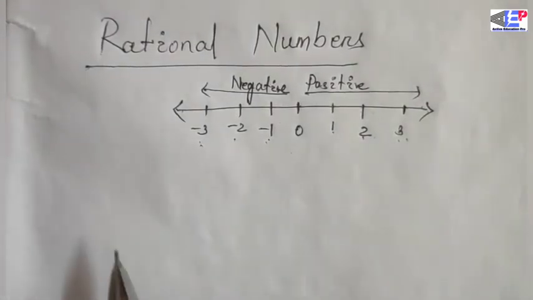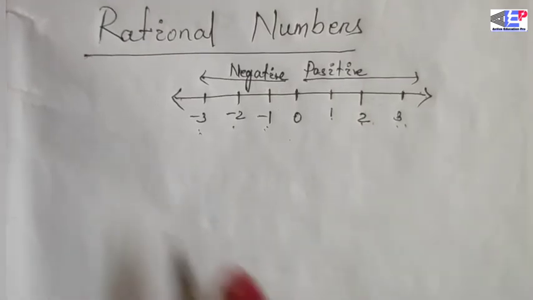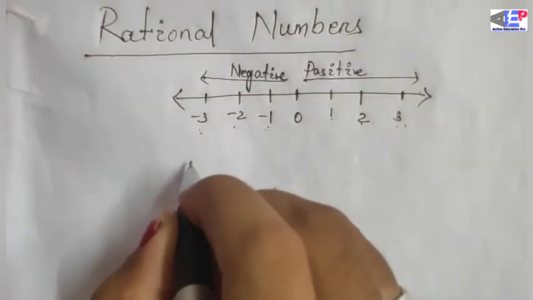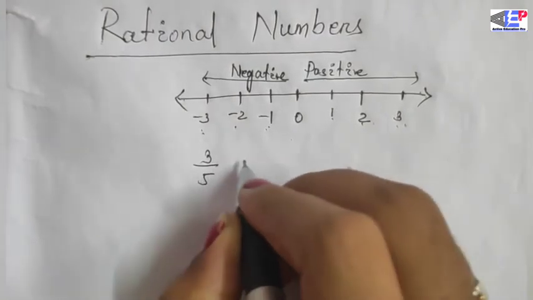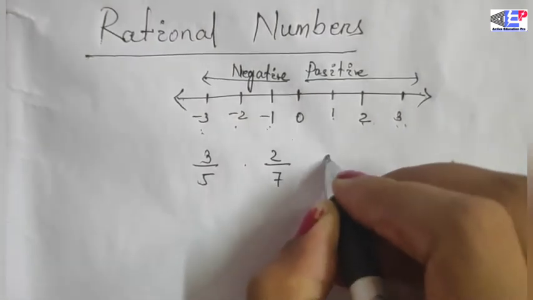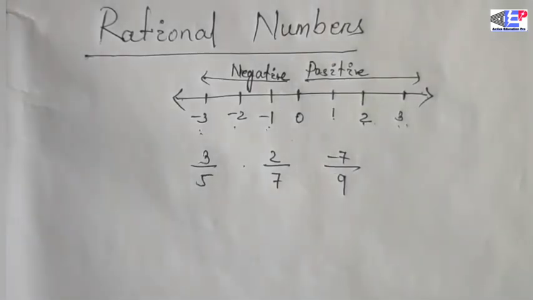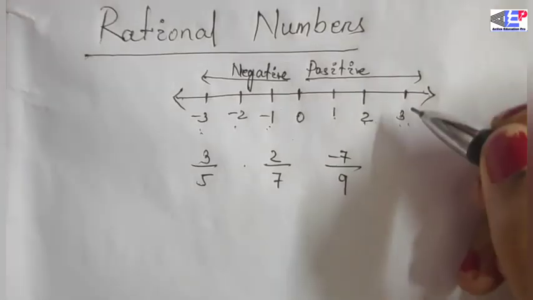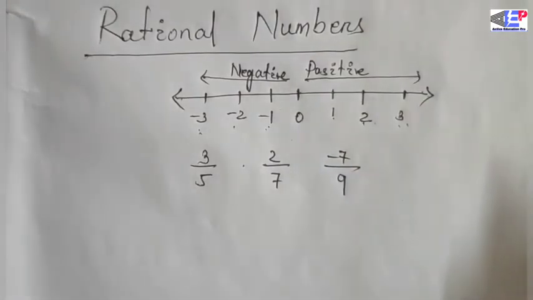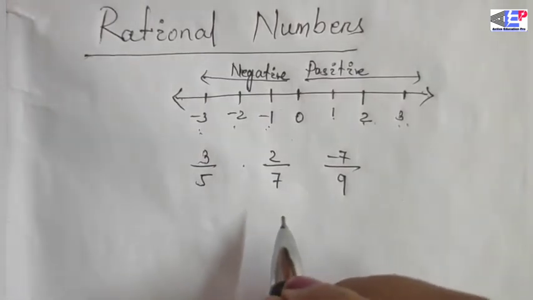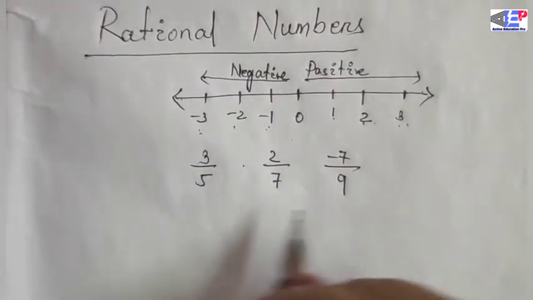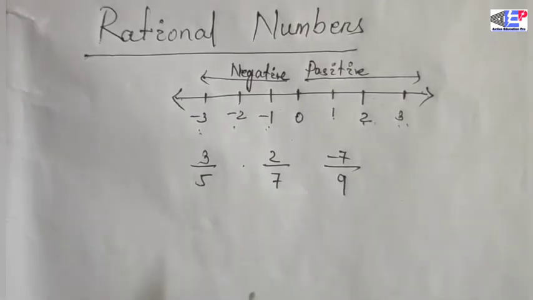Normally, we use these integers in our mathematics for calculation. Yes, there are some numbers like 3 by 5, 2 by 7, -7 by 9. These numbers are rational numbers. We can't use them as integers, as counting numbers. 3 by 5, 2 by 7, -7 by 9, all are rational numbers. We can't use them as counting numbers in our mathematics application.